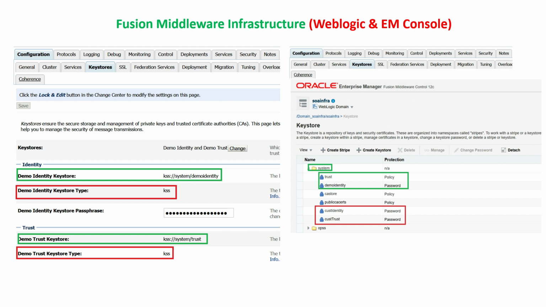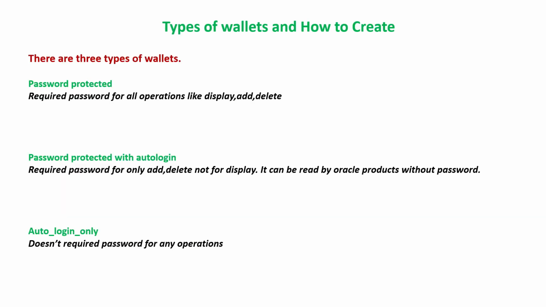The second screenshot is an EM console screenshot, where you have to go to the key store option, and inside the key store you can see the trust and demo identity. If you want, you can create your own custom identity and custom trust as well. As of now, this is configured with the demo identity and demo trust certificates. But if you want to configure it with a third-party certificate, then you can create your own custom identity and custom trust, and then configure the SSL of WebLogic.